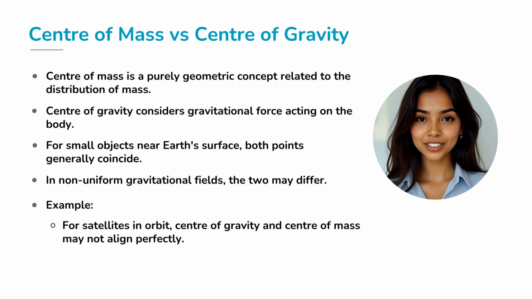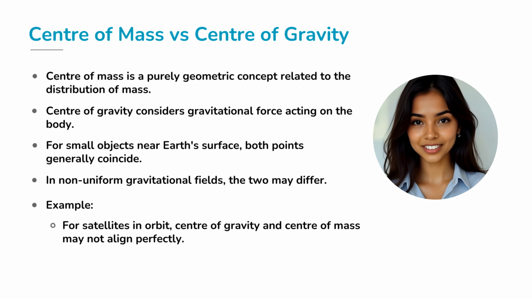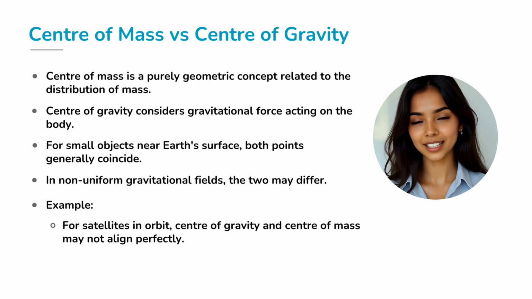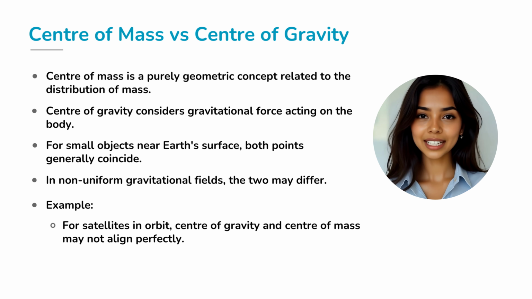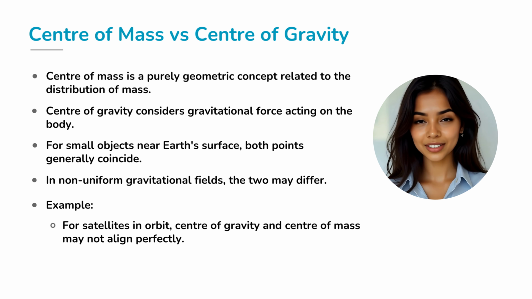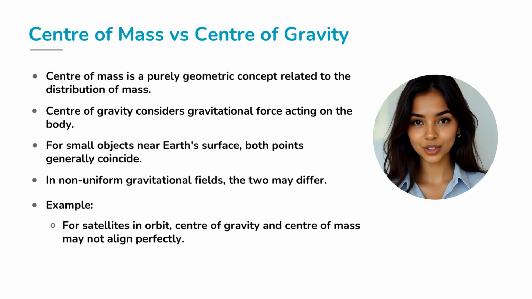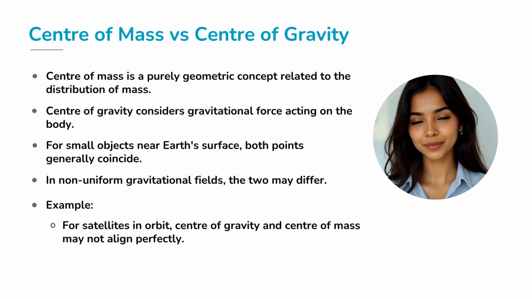Now, what's the difference between center of mass and center of gravity? The center of mass is a purely geometric term. It refers to the average position of all the mass in a body. Center of gravity, on the other hand, takes gravity into account. Near the Earth's surface, both points usually coincide because the gravitational field is uniform. But in large or distant objects, like satellites in space, the two can be different. This subtle distinction becomes important in astrophysics and advanced engineering.